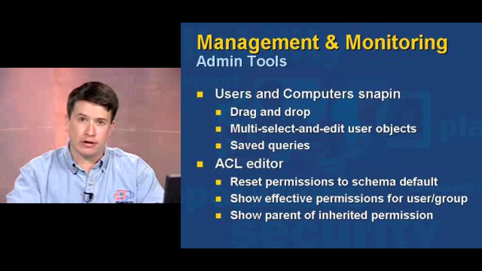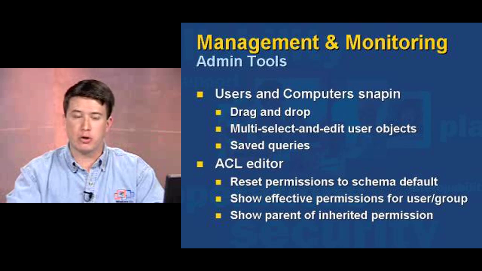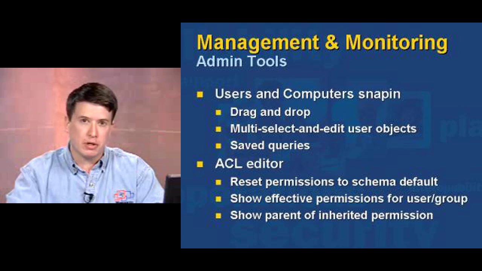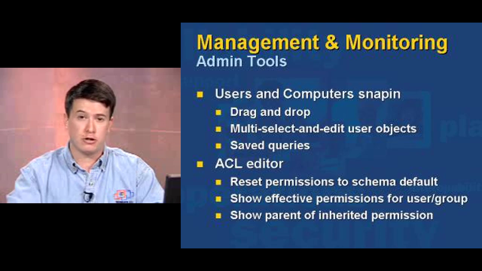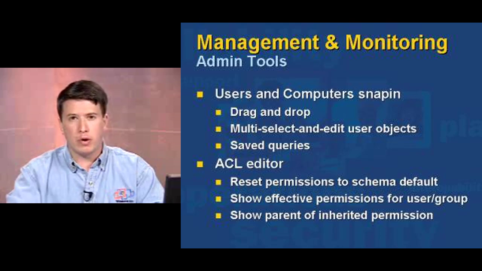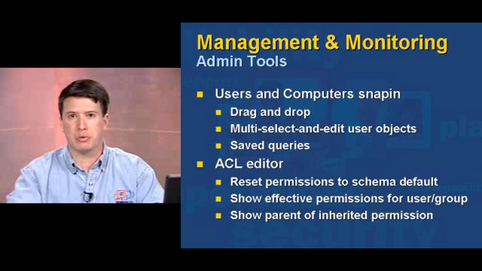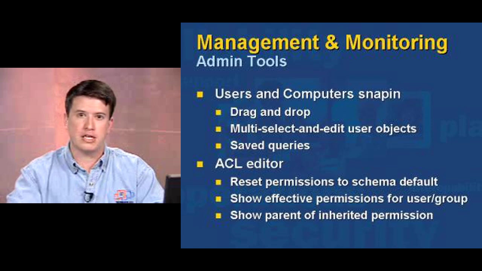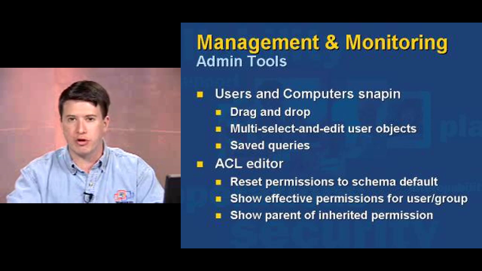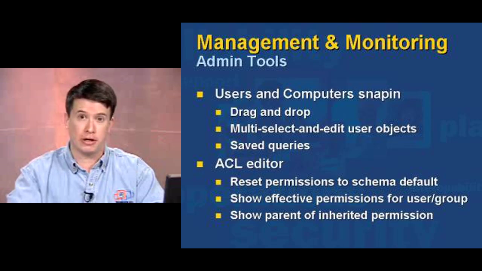In the ACL editor, a number of things that we're doing. Reset permissions to schema default. I believe Prerit Garg discussed this with you yesterday. Also, show effective permissions for a given user or group, something that Prerit also mentioned. And then, when you're looking at the list of permissions on a particular object, being able to tell which parent an inherited permission came from so that it's easier to walk back up the tree and do ACL debugging.